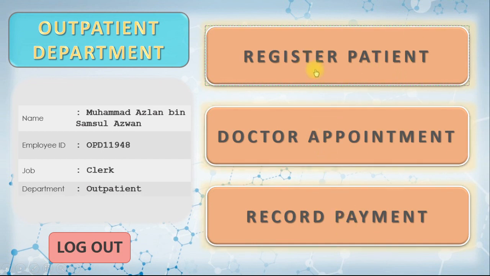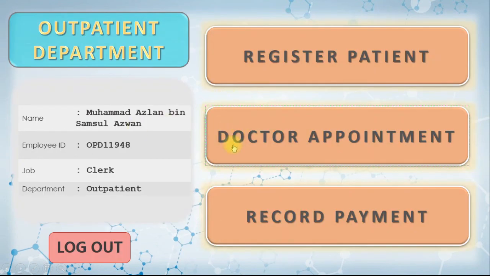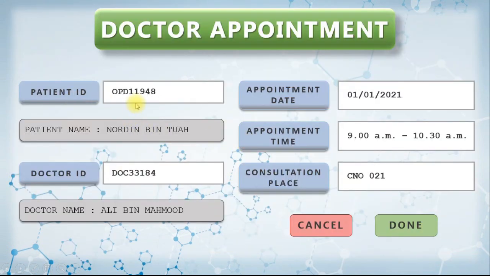First is register patient. Then they can fill in all the details and then click done to save. Also, they can click cancel if they don't want to save. And then they can set an appointment for a doctor. After clicking, they need to fill in all the white spaces. The grey spaces will be auto generated by the system from the database. And then they can click done.